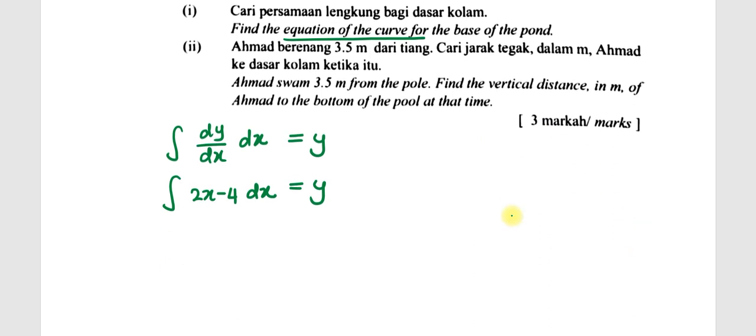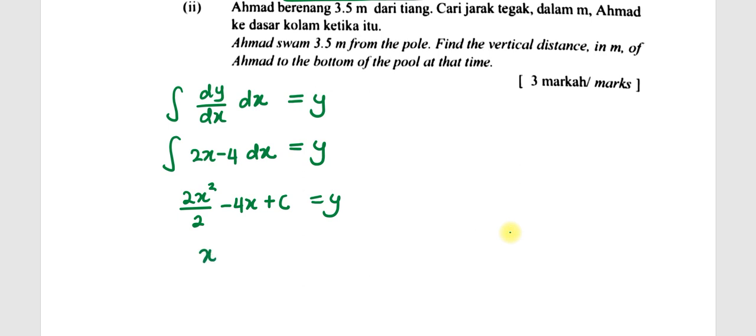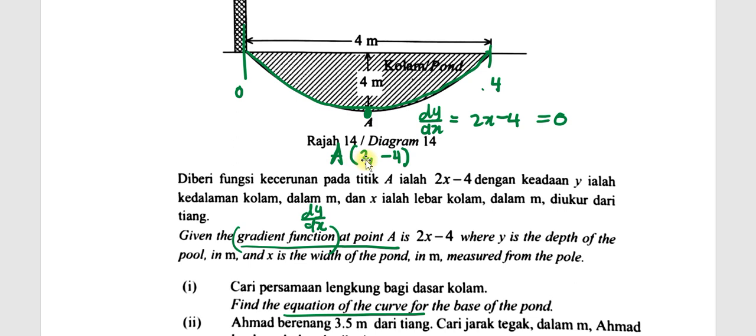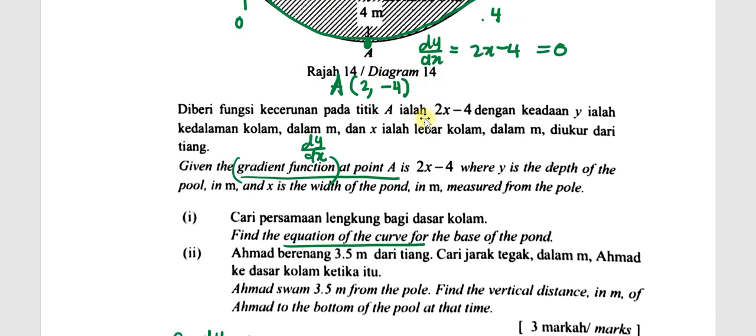What do we get? Let's see. 2x minus 4. Okay. We integrate. 2x square over 2 minus 4x. Don't forget your plus c. We don't have anything to substitute here. Okay, equals y. Okay, simplify that first. And don't forget, you have your points, right? Just now. You have your x at least, what? x is 2. And then your y, I put it as a negative 4 since it's below the x-axis. You can substitute these points.